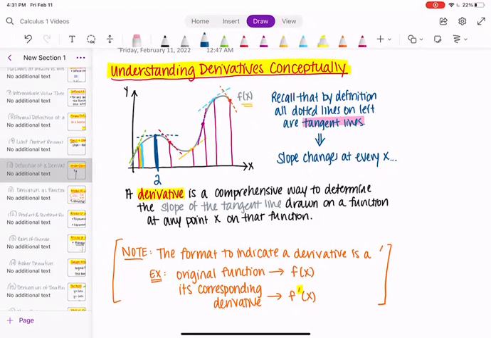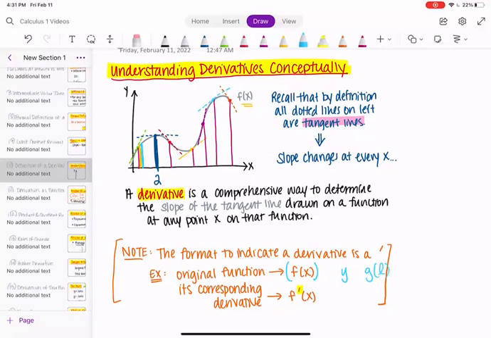So one more thing I wanted to jump into before we get to the actual connection between limits and derivatives is the formatting that we use to indicate a function versus its derivative. So we're going to operate with the same assumption that the function will be called f of x, but remember it could also be called y. It could be called, for example, g of l.